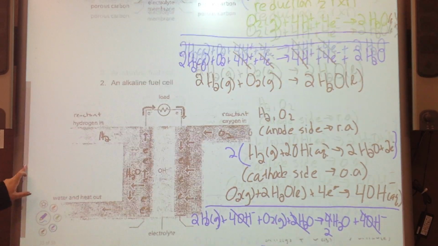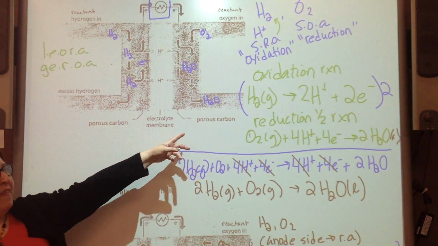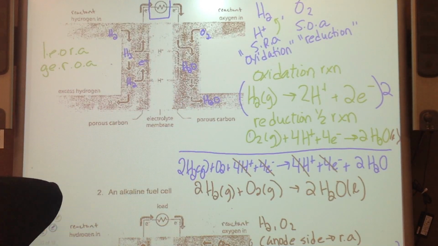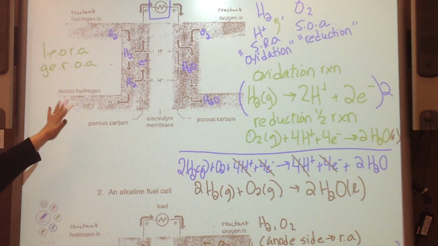Okay, when we look at this one here, it tells us that this metal here is porous carbon and that this metal here is porous carbon. And why can we not do this kind of reaction with metals? Look at what's in our half reactions. Why could we not do this with metals? What do we see in our half reactions that would cause an issue with metals? Because they're gases. Metals are solid.